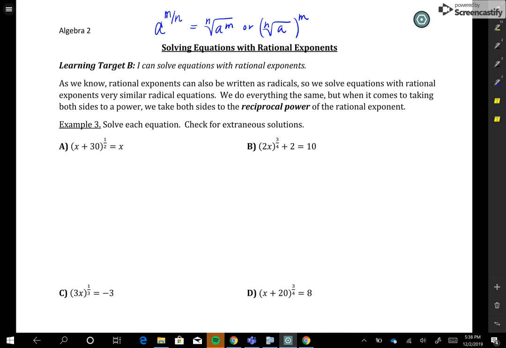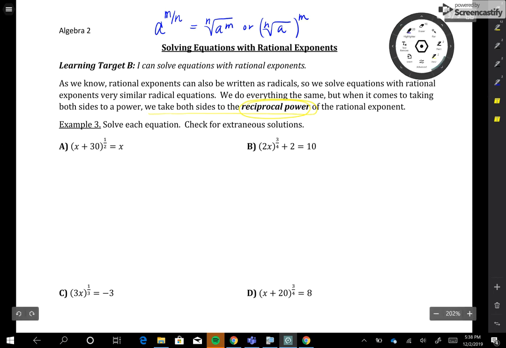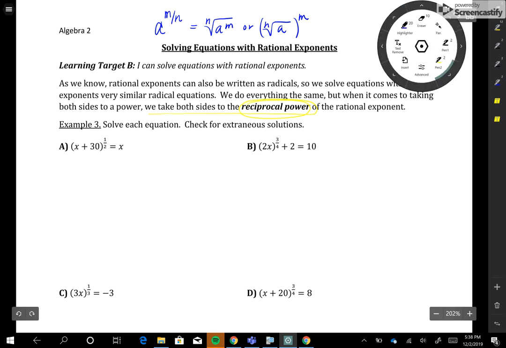So when we are presented with an equation with a rational exponent, we know that it can be written as a radical. So because of that, we solve it very similar to how we did with our radical equations. However, to undo a rational exponent, we take both sides to the reciprocal power. So again, we're taking both sides of an equation to an exponent, but when we have these that already start with rational exponents, we just take them to the reciprocal power that is there.